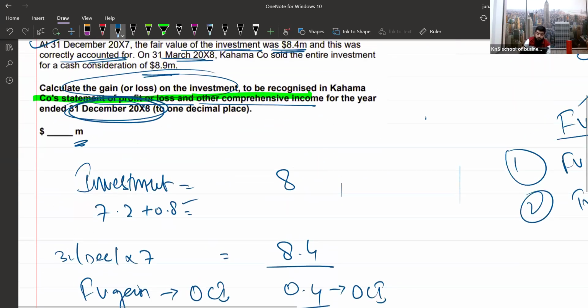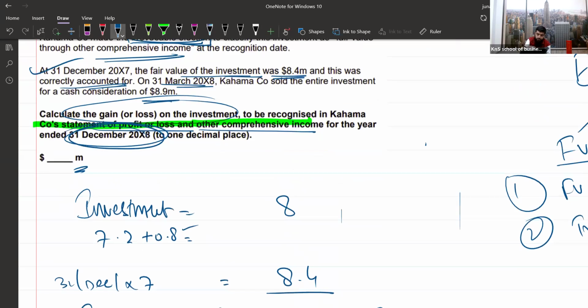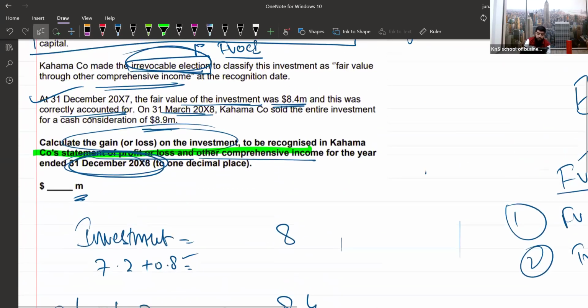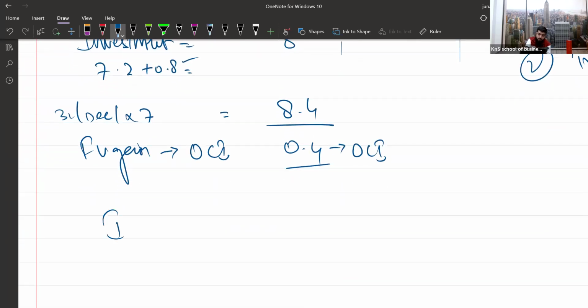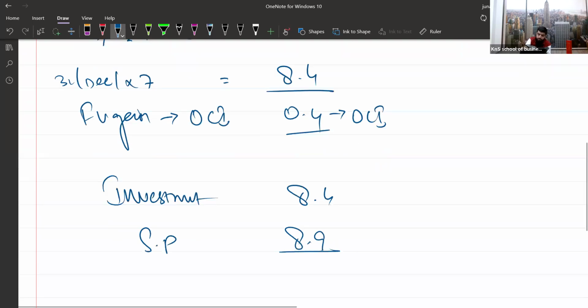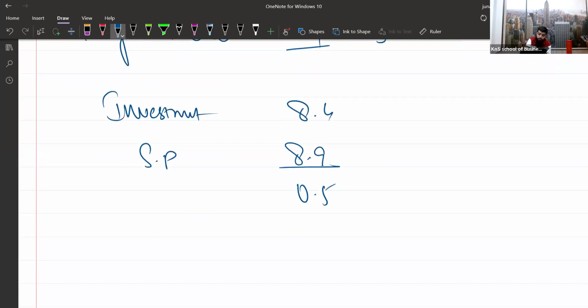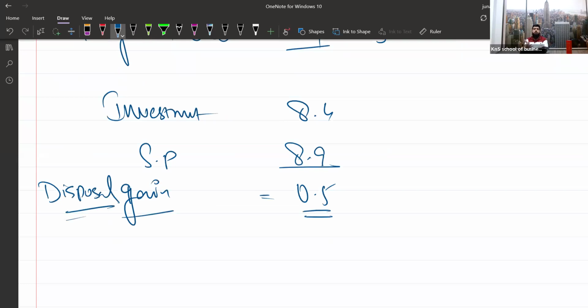Now let's move on. Further, it states that after 31st December, since you have accounted for the gain, on 31st March 2008 the entire investment was disposed. The latest value of the investment was 8.4 and the sales proceeds are 8.9, which means 0.5 million is the gain. Remember, this is not the fair value gain. This is the disposal gain. No matter whether you're using fair value through P&L or OCI, the disposal gain will always be recognized directly in P&L.